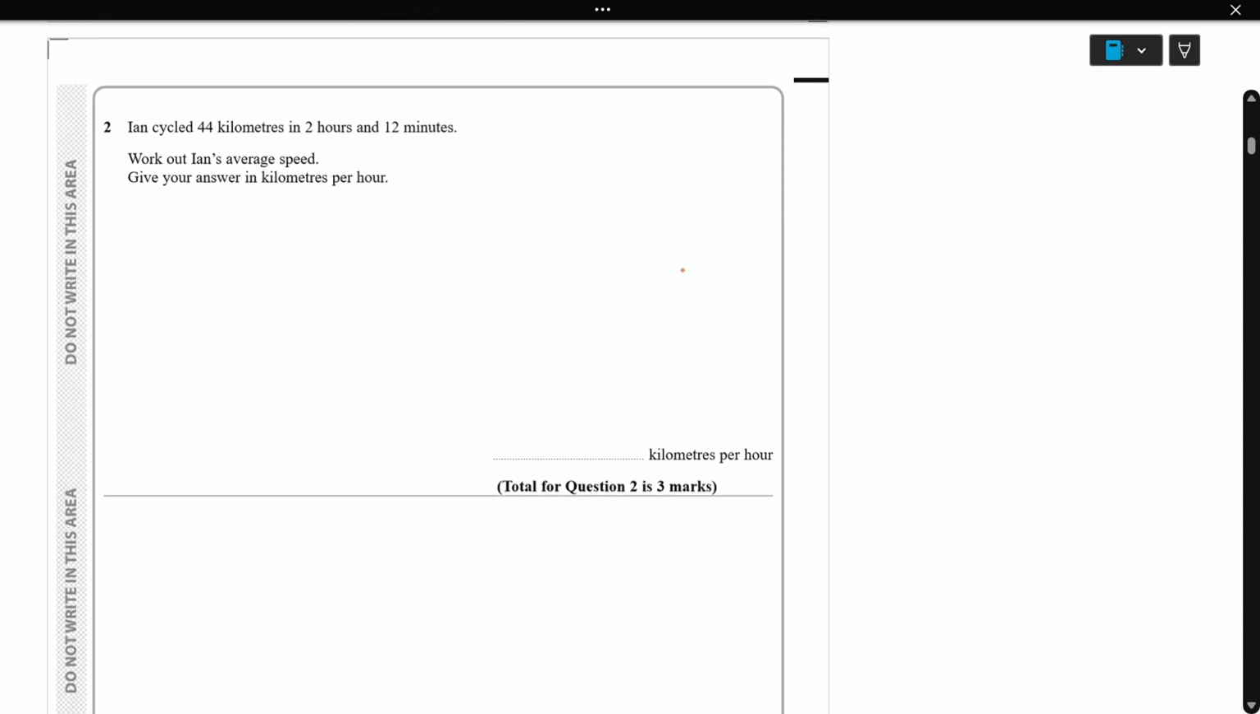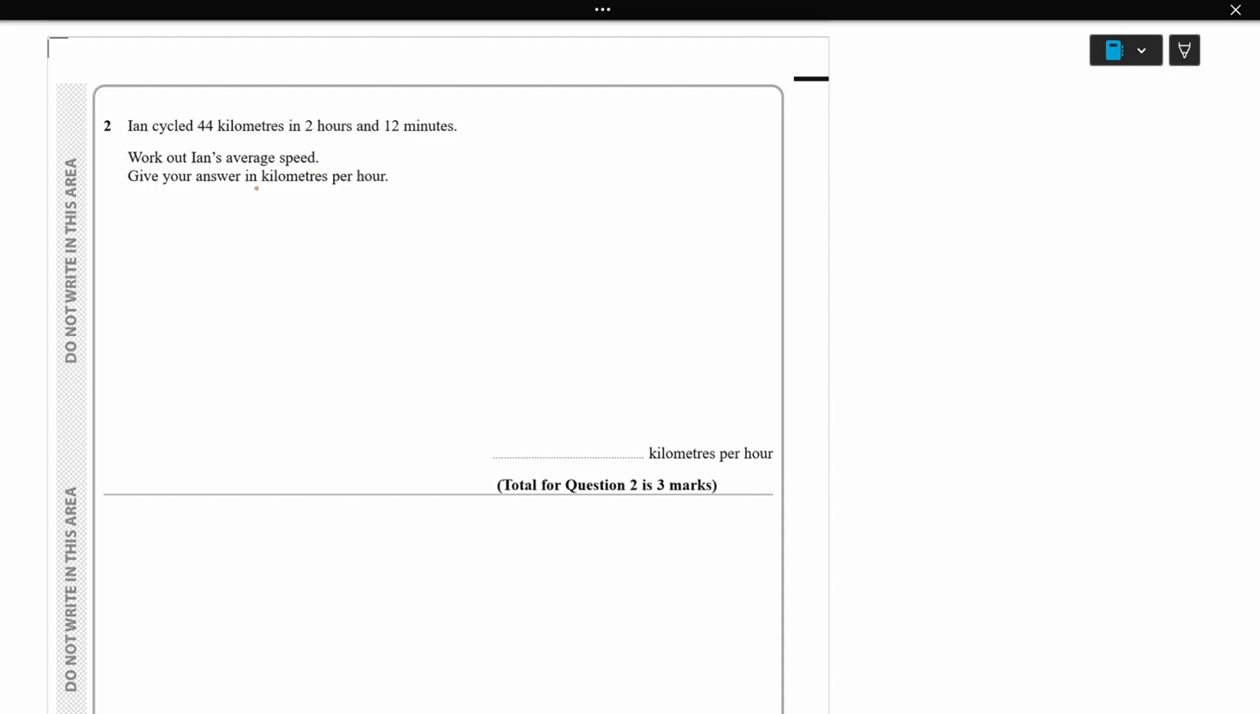Next, question number 2. Anne cycled 44 kilometers in 2 hours and 12 minutes. Work out Anne's average speed. Give your answer in kilometers per hour. Here the time is given in hours and minutes, but the final answer has to be in hours. The speed formula is speed equals distance over time. The distance is 44 kilometers, which is already in kilometers, so no change. The denominator is 2 hours and 12 minutes.